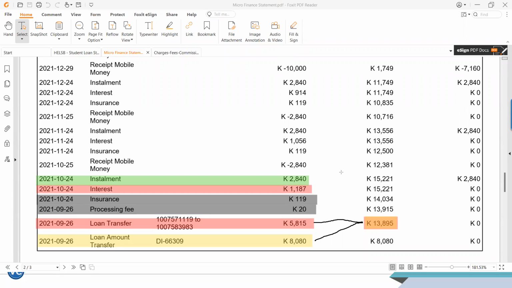So by the time you get to the first month, the original amount that you had was 13. We're already growing, and we had 15,000 kwacha, 221 ngwe. And something happens. There's a payment that comes in, and I think a payment is actually missed.